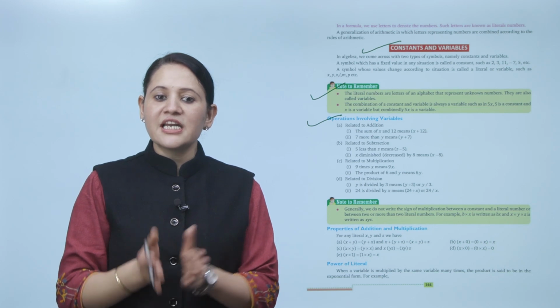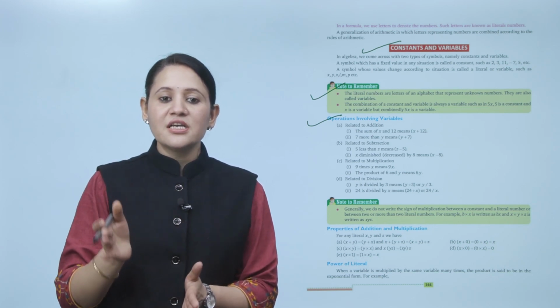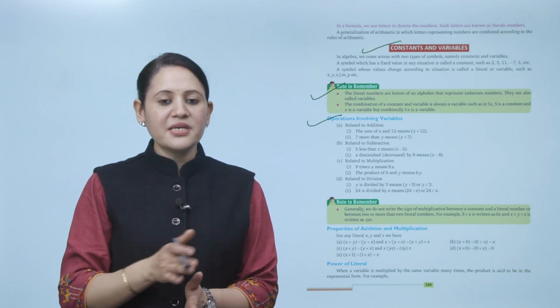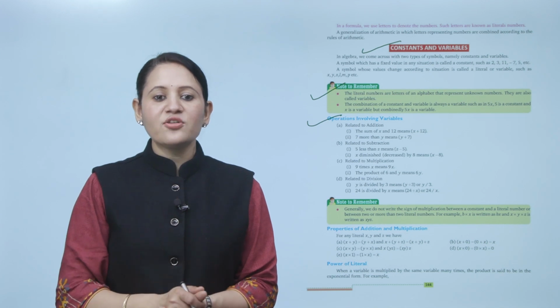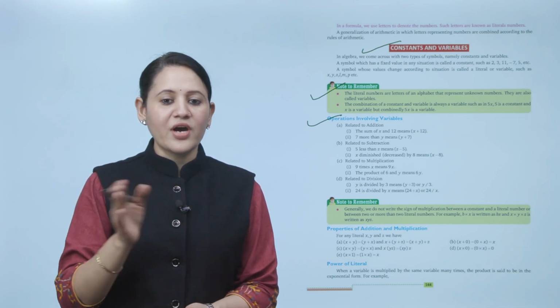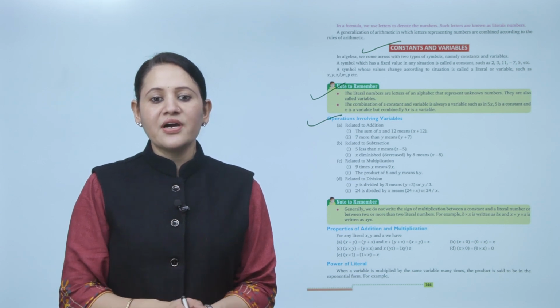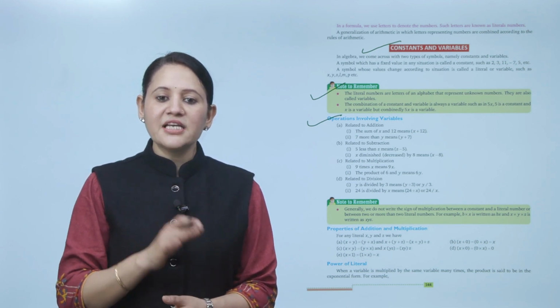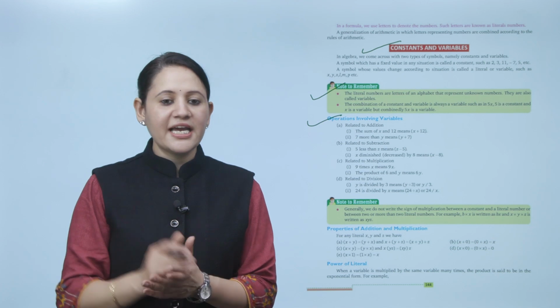Related to multiplication, 9 times x means 9 into x. The product of 6 and y means 6y. Related to division, y is divided by 3 means y divided by 3 or y upon 3. 24 divided by x means 24 divided by x, or we can write 24 upon x.